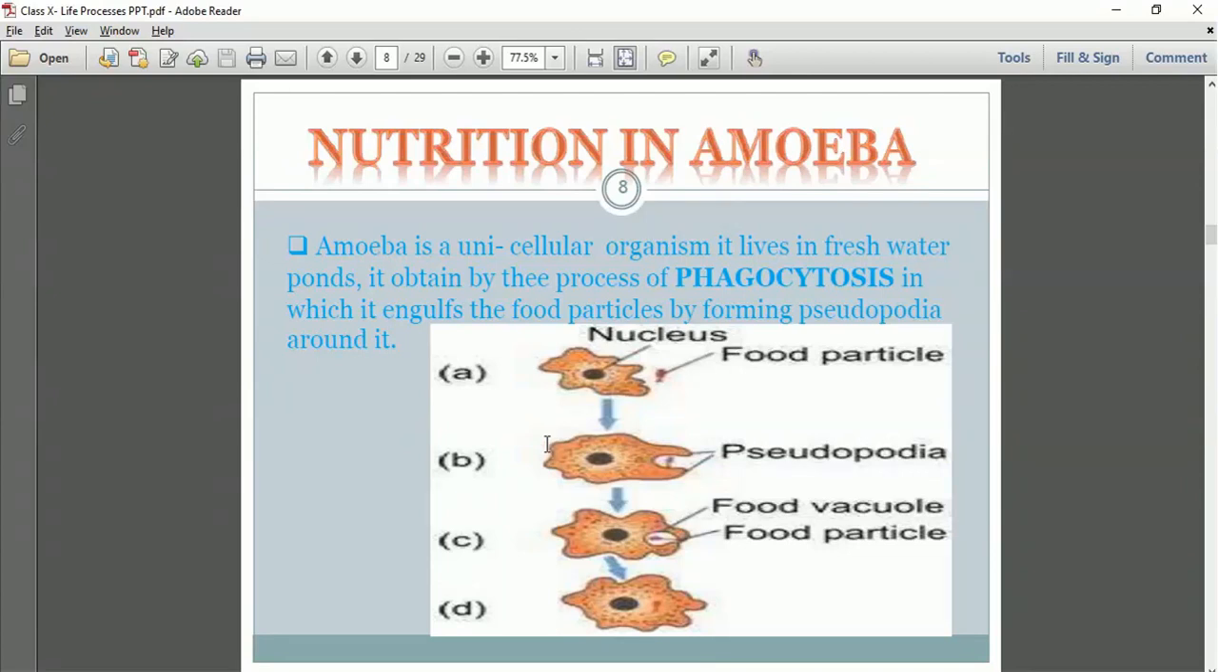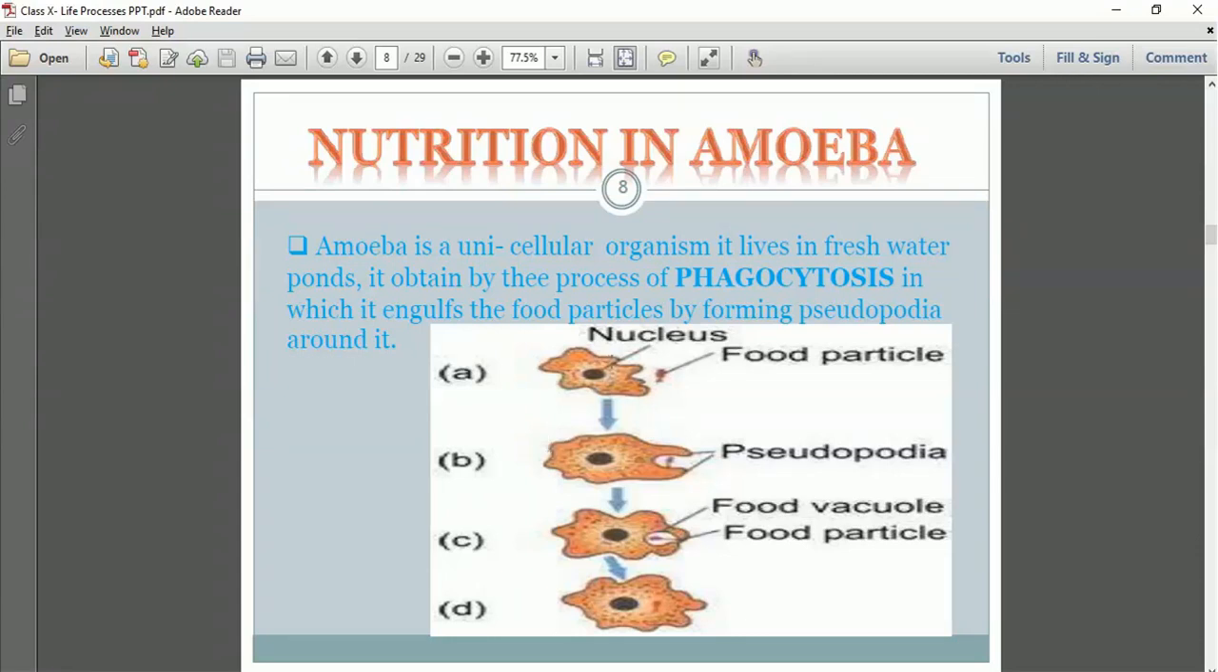As we discussed in class 9th also, amoeba is a unicellular organism. A unicellular organism has only one cell, formed of a single cell. So amoeba is a unicellular organism that lives in freshwater ponds. It obtains its food by the process of phagocytosis, in which it engulfs the food particles by forming pseudopodia around them.